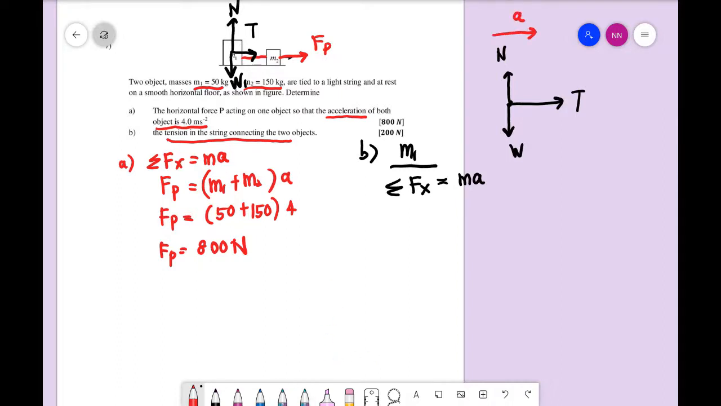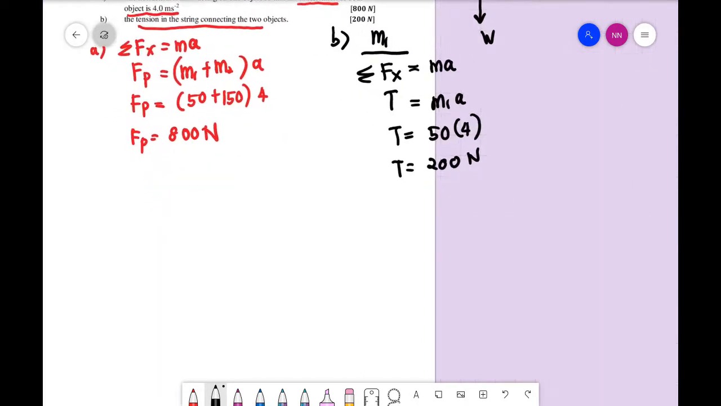So force at X component, which is the same direction as A, is T. So T is positive. So T equals M1A. So T equals M1, M1 is 50 and A is 4. So tension is 200 Newton. Okay. So, or maybe you can consider M2.